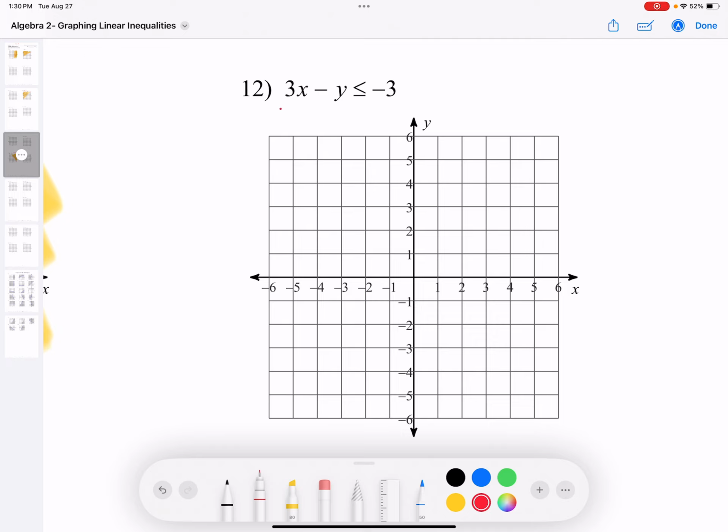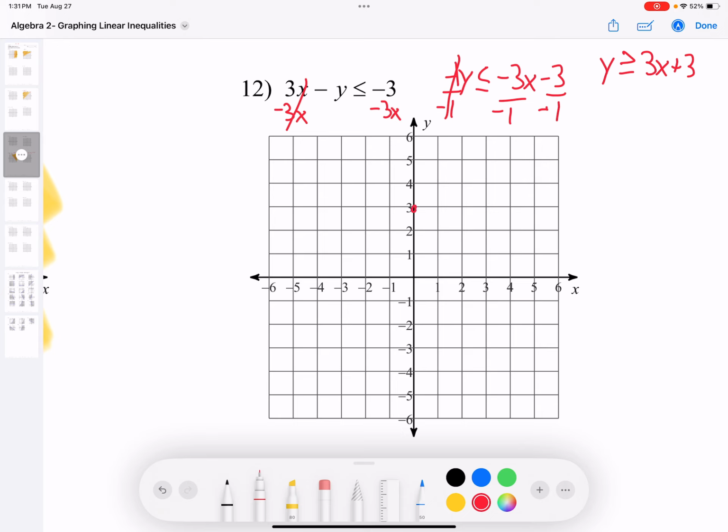Number 12, to solve for y, we're going to minus 3x on both sides. So we get negative y is less than or equal to negative 3x minus 3. So in front of that y, we have a negative 1. To get rid of it, we divide by negative 1. Because I'm dividing by negative 1, the inequality symbol flips around. So we get y is greater than or equal to positive 3x plus 3. Okay, because negative 3 divided by 1 is positive 3.